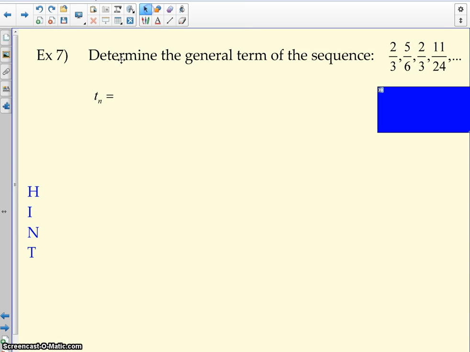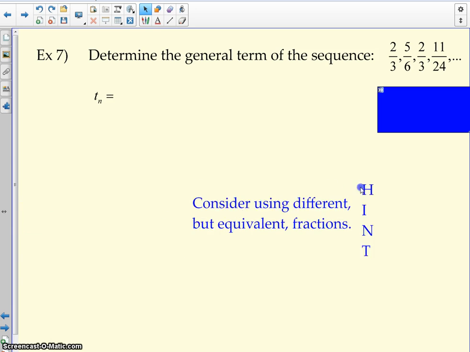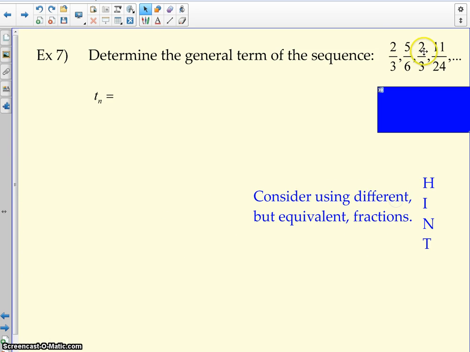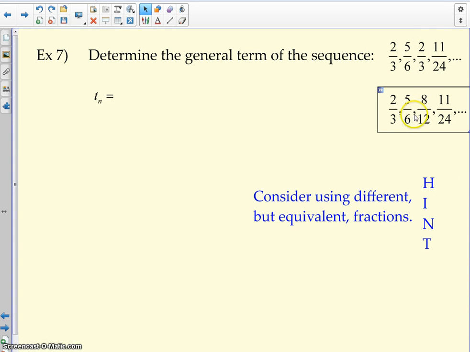So one thing that might be helpful here is to try rewriting some of the fractions using equivalent fractions, that might help you see the pattern a little bit easier. What I mean is, for example, if you look at the second 2/3 here, let's see what happens if we write that as 8 over 12. So we have, again, 2/3, 5 over 6, 2/3, 8 over 12, so it's an equivalent fraction, but hopefully you can see a bit more of a pattern now, and 11 over 24.